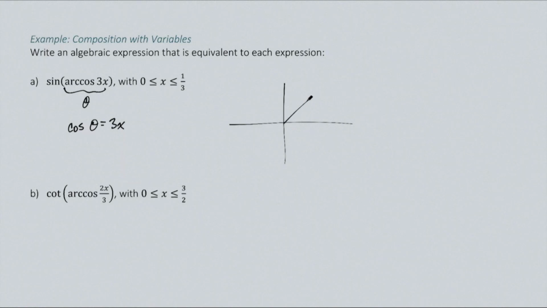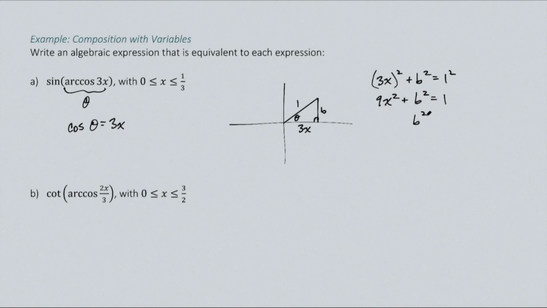So I draw my angle, and now I've got this angle theta. Cosine is adjacent over hypotenuse, so I can just call the adjacent 3x and the hypotenuse 1. Then I can solve for this side over here. We'll call that b and use the Pythagorean theorem: 3x squared plus b squared equals 1 squared. So this is 9x squared plus b squared equals 1.